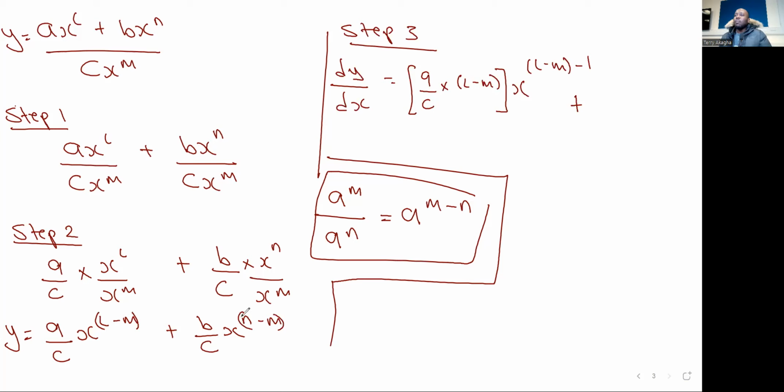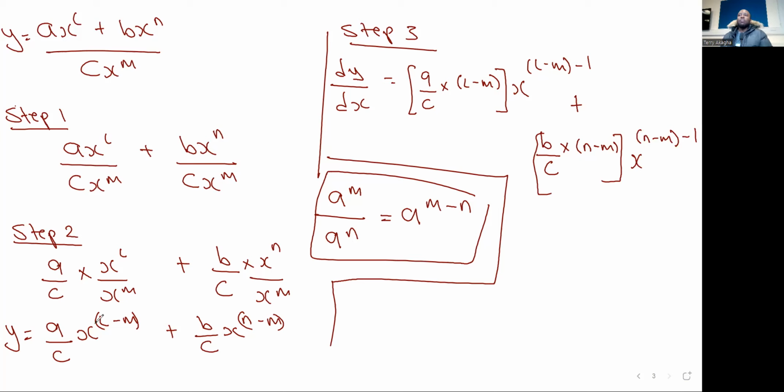Plus, you do the same thing. You multiply, you bring down the power. So it's b over c multiplied by n minus m. Then we'll have x to the power n minus m minus 1. And that will be that.